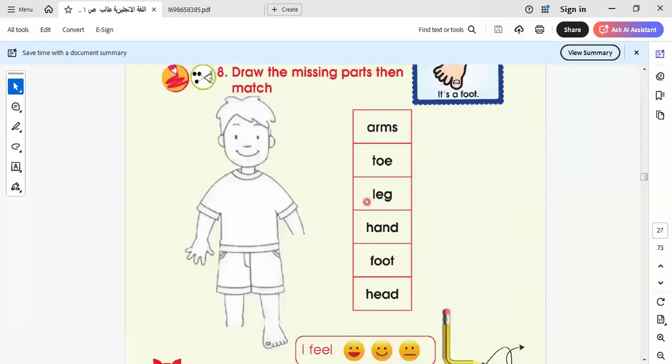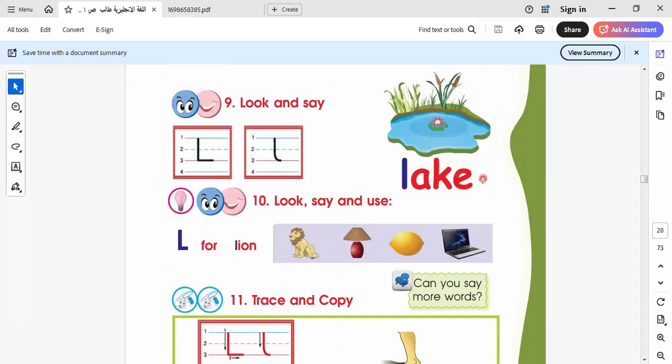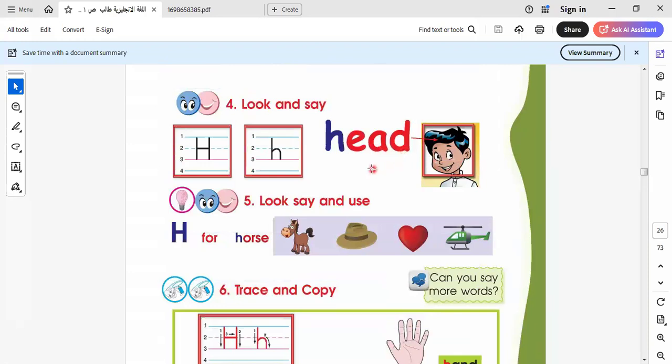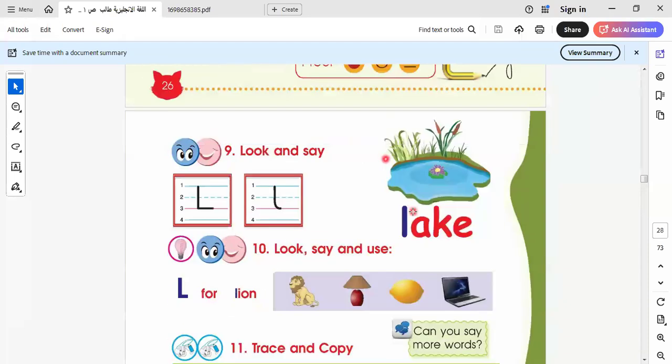Letter L, capital L and small l, is for leg. So here we have leg and we have head. So today we have two words. I would like to keep it with me. Head and what? And leg.